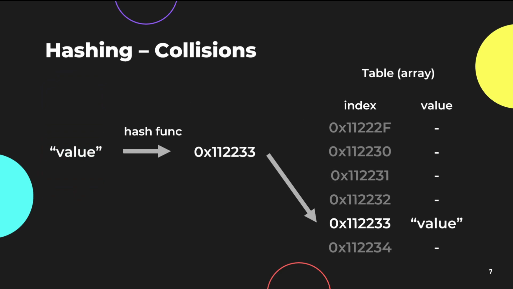Now suppose my value is here. Okay, in this case it works. But suppose I have another word, super. When I hash it, it returns the same index. What do I do? Linked list? Okay. So the first way is to do what we call chaining.